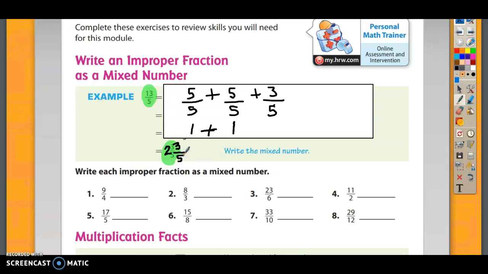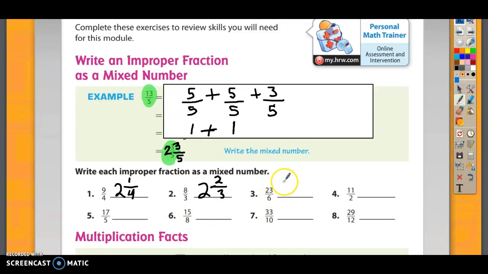Most kids, though, let me show you what most kids do. Most kids, for like number 1, do 9 divided by 4, which is 2. And then they go 2 times 4 is 8, and I have to get up to 9, so I have 1 remaining. And then the denominator stays the same. That's what most kids do, and that's a much faster way. 8 divided by 3 is 2. 2 times 3 is 6. To get up to 8 is 2 more, so there's 2 remaining, with the denominator staying the same.